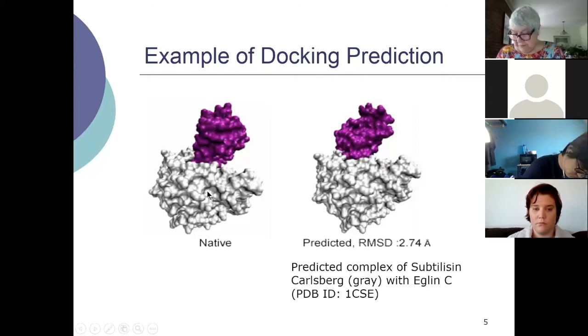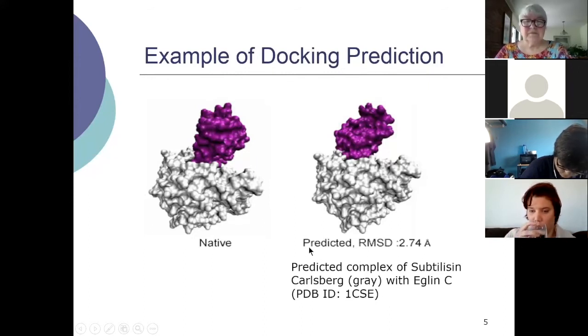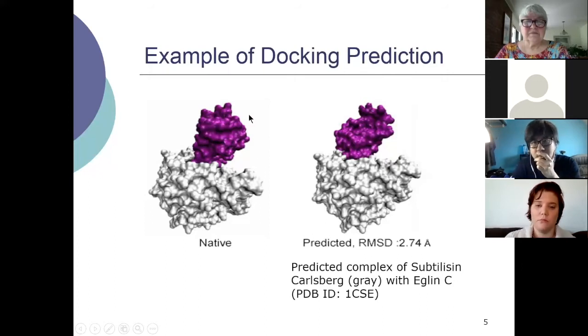In this example, this is the interaction between subtilisin and eglin C, PDB ID 1CSE. On the left side is the crystal structure, and on the right side I'm showing one example of a predicted model. The overall RMSD in this case is 2.74. It's not too bad, as you can see visually.